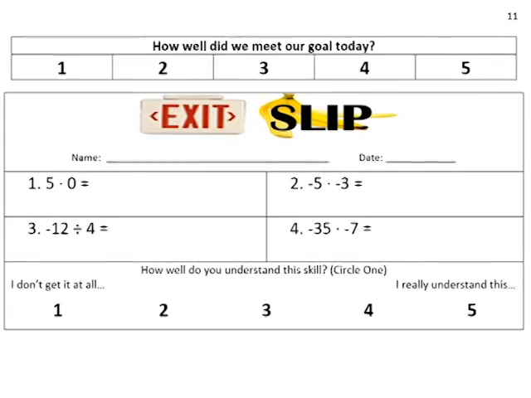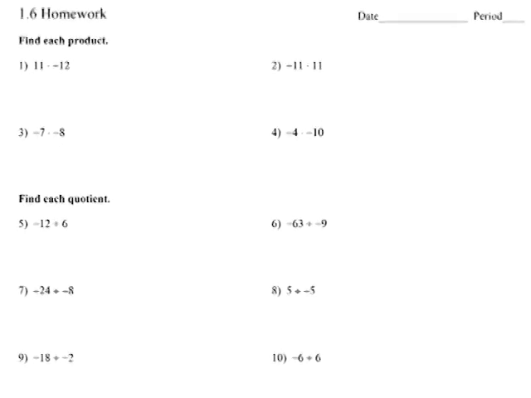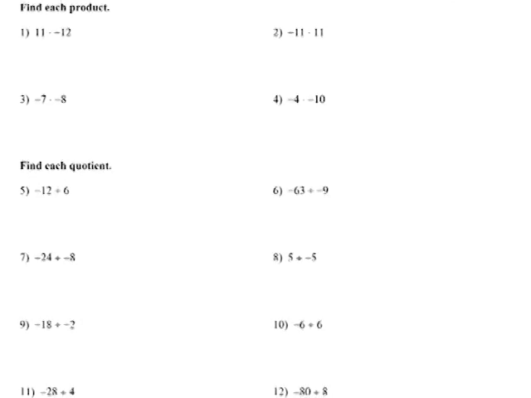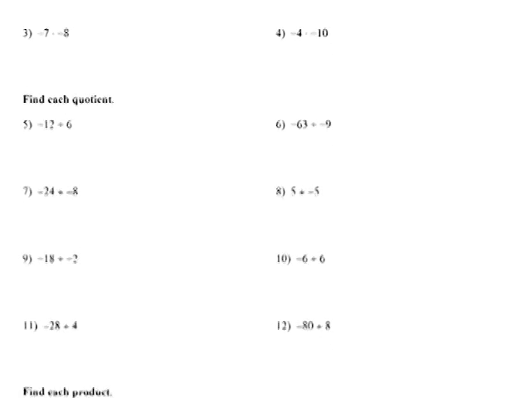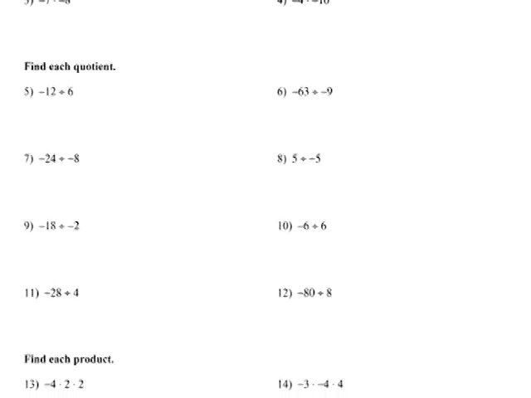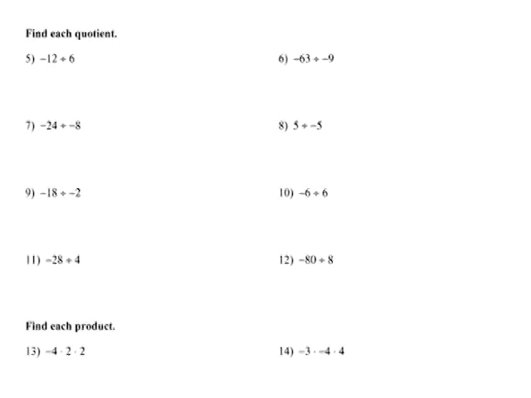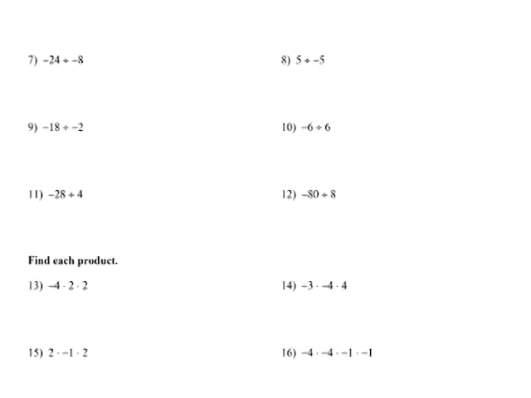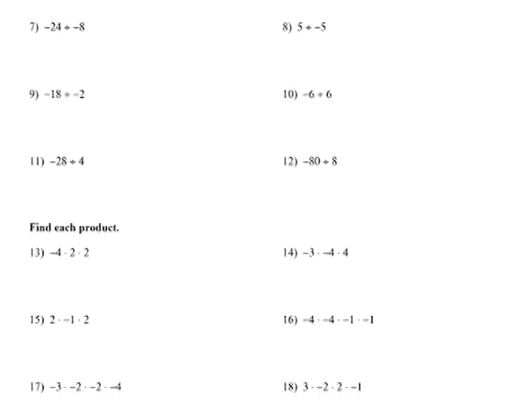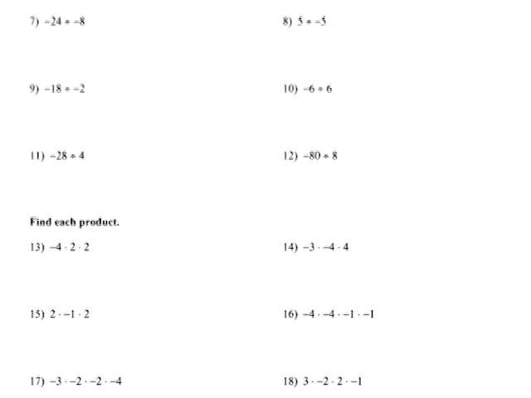Go ahead and give the exit slip a shot. Your homework is right here. First section, you're doing multiplication. Second, you're dealing with division. The last section, you're doing more than two numbers that you are multiplying together. So you have to use the rule: odd number of negatives, you get a negative answer. Even number of negatives, you get a positive answer.